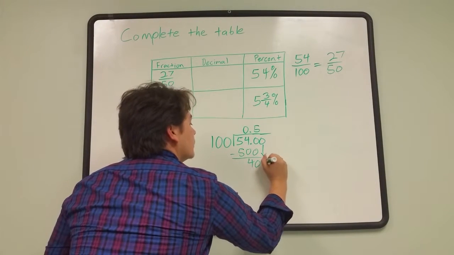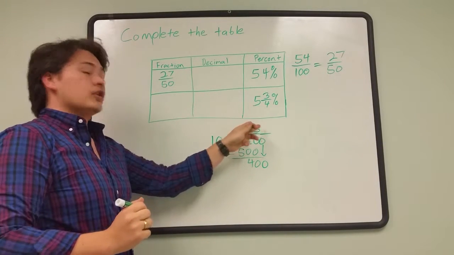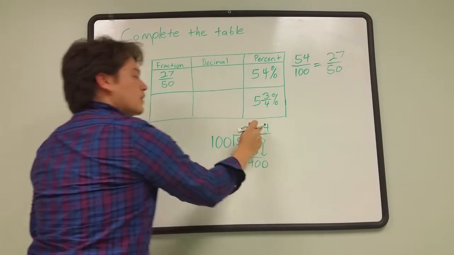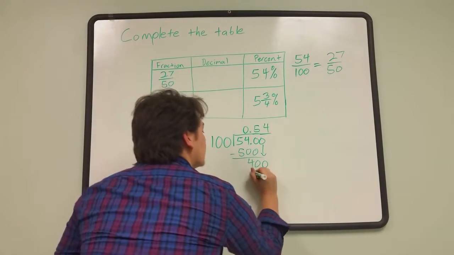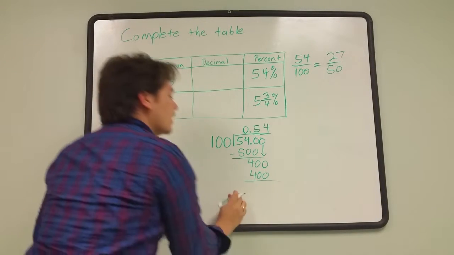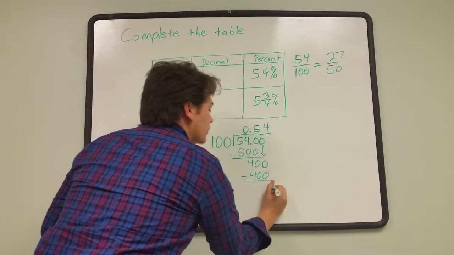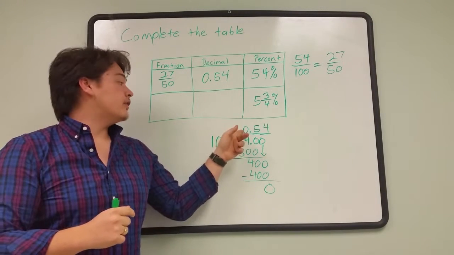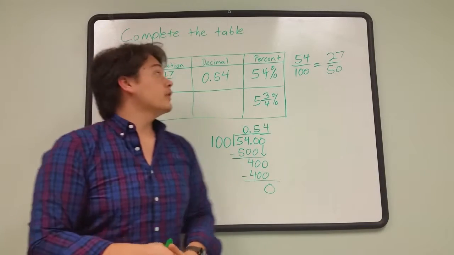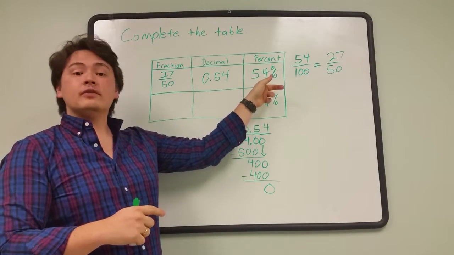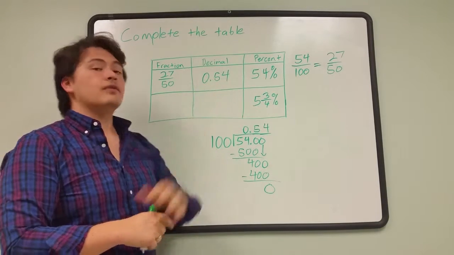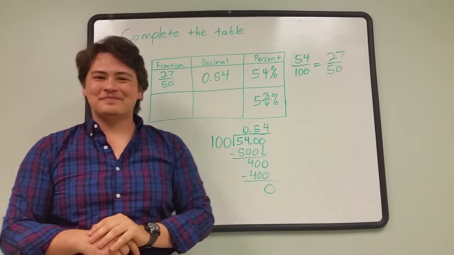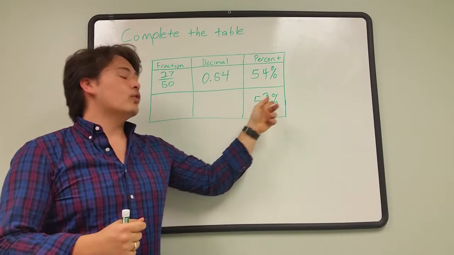I bring down the 0. We have some number multiplied by 100 to give me 400, which is going to be 4. 4 times 100 gives me 400. 400 subtracted by 400 is going to give me 0. So 100 can go into 54 0.54 times. So 54%, the decimal way of writing it, is 0.54, which can also be rewritten as 27 over 50. So next we have 5 3/4%.